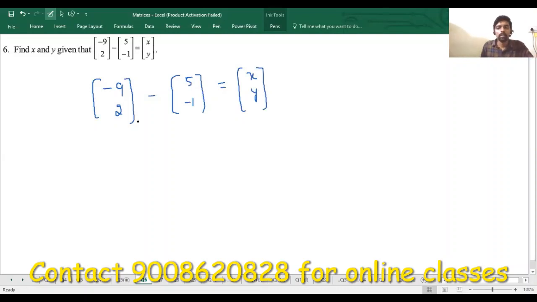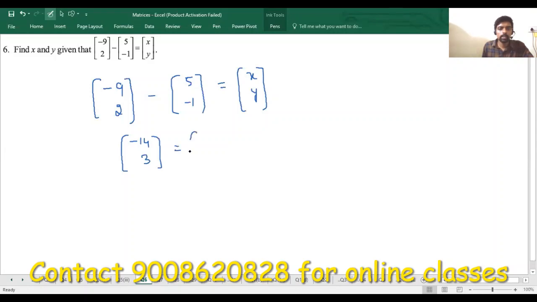So guys, first see what is the sign here? Subtraction, right? So now I'll subtract these two. Minus 9 minus 5. Guys, how much is minus 9 minus 5? Minus 14. Then 2 minus of minus 1. So guys, please respond to this. 2 minus of minus 1. Minus into minus is plus. So 2 plus 1 is 3.